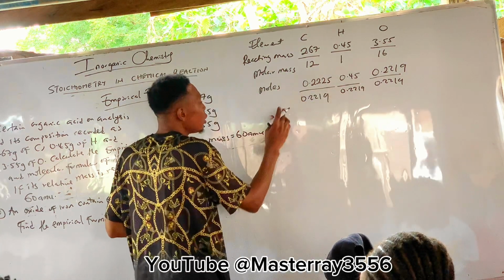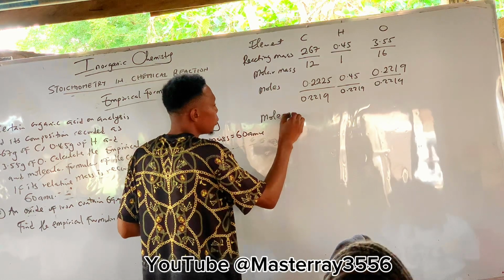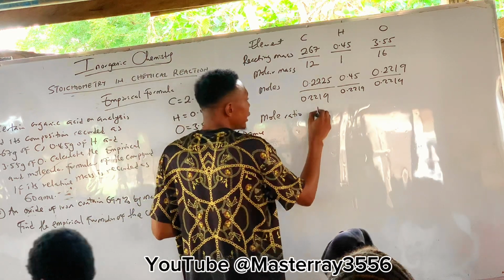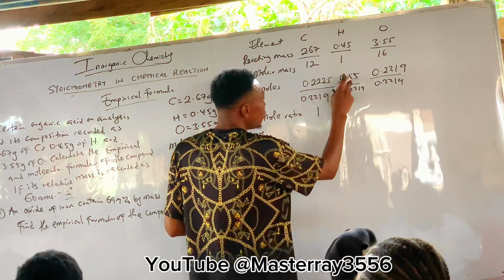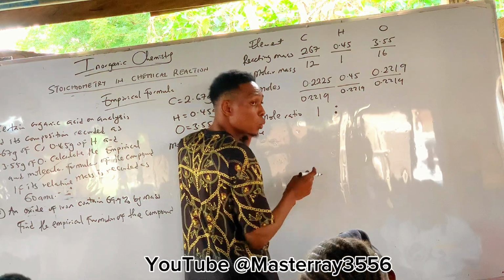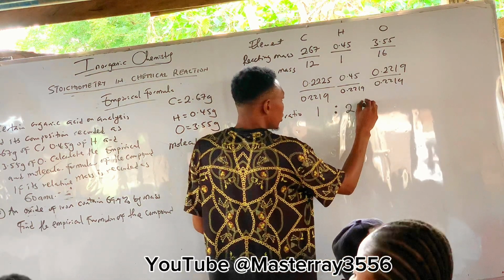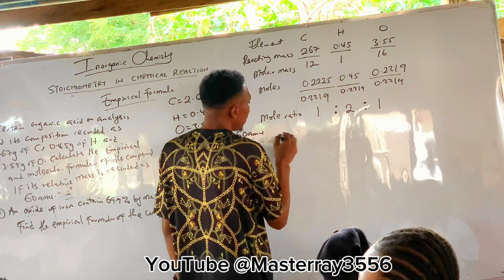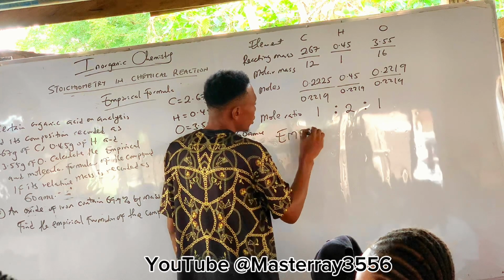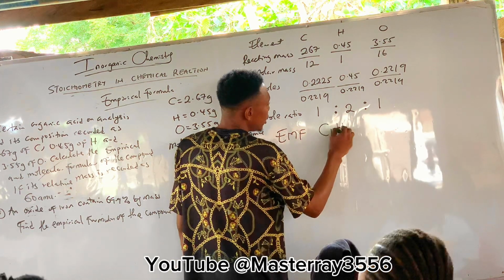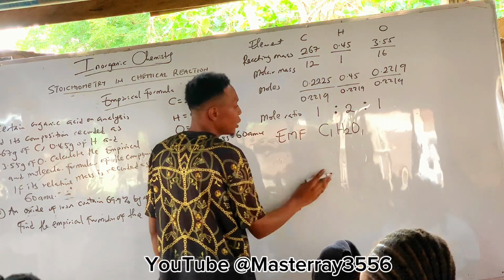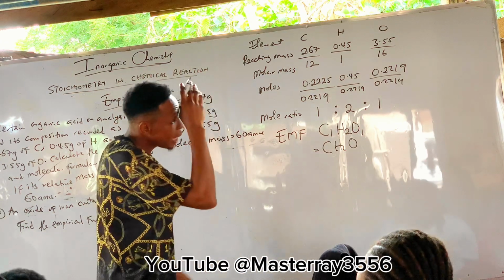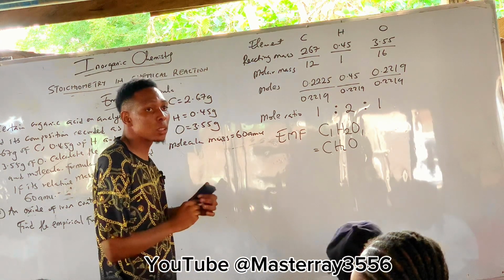When you divide it, you are going to have what's called mole ratio. So if you divide this, what do you have? It's 1, right? Then if you divide it, what do you have? 2. So we have 2. Ratio 1, right? So that gives us our EMF to be C1H2O1. So we have CH2O.